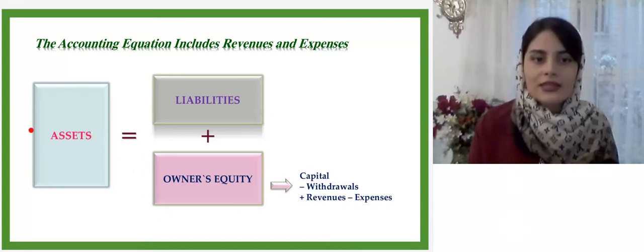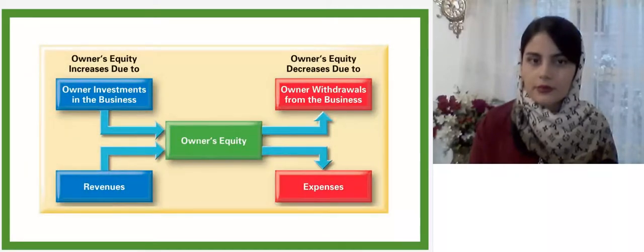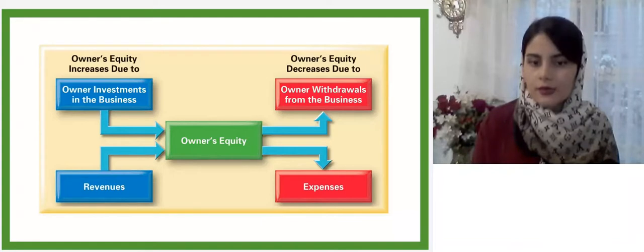If you look here, you can see assets equal liabilities plus owner's equity. Owner's equity consists of capital minus withdrawals plus revenues minus expenses. You can see the things that increase owner's equity are revenues and owner investment in the business. And the things that decrease owner's equity are owner's withdrawals from the business and expenses.